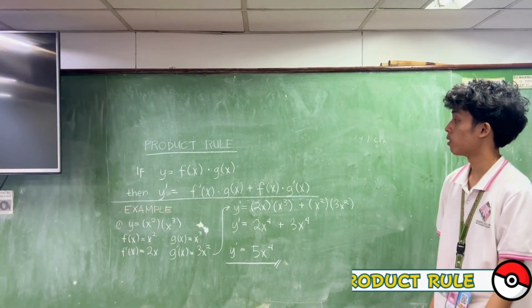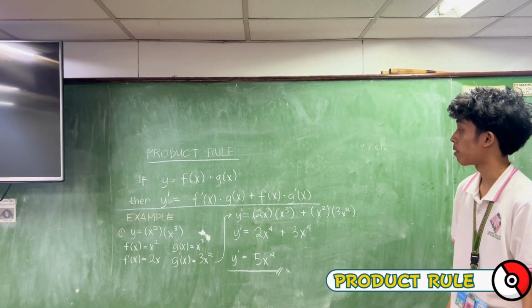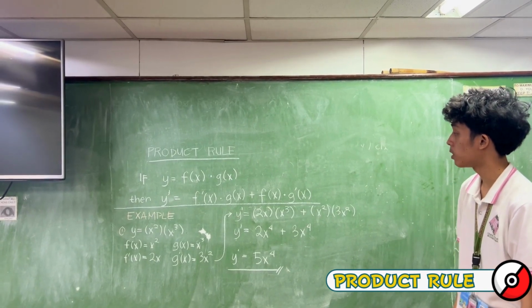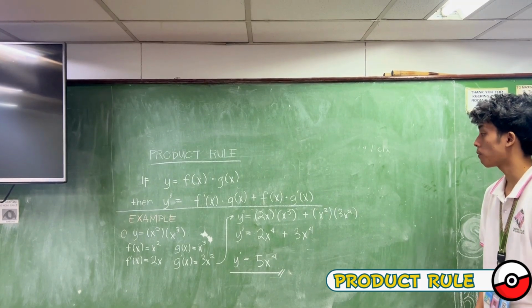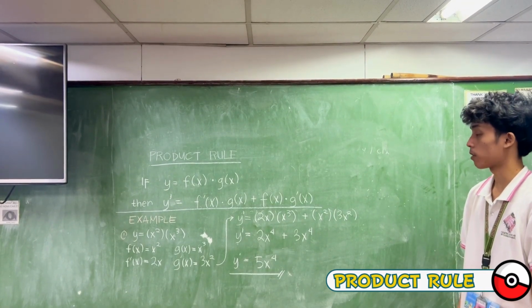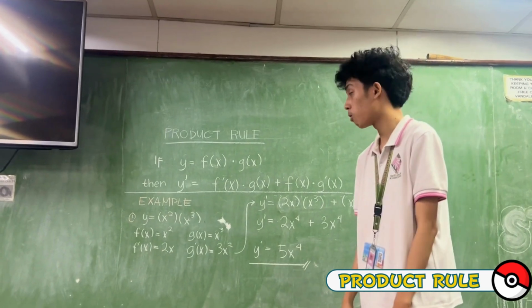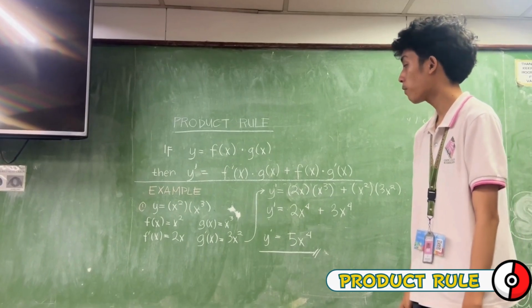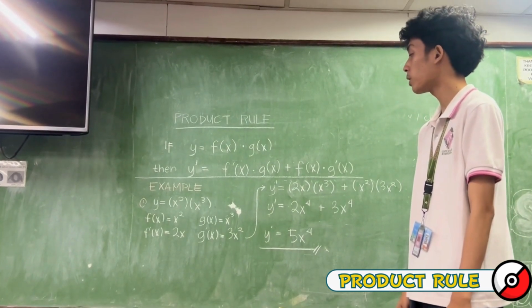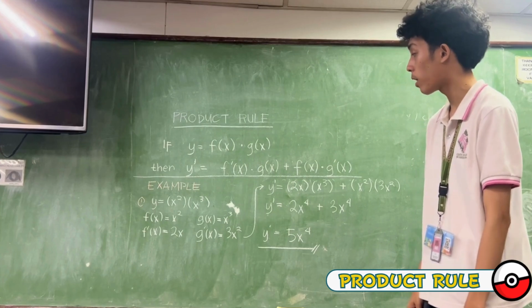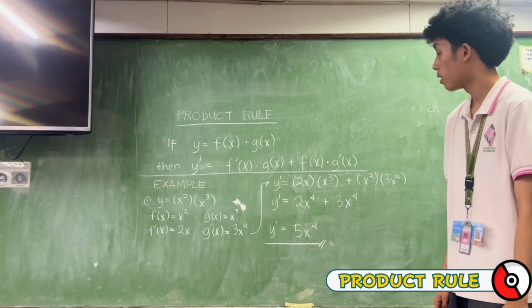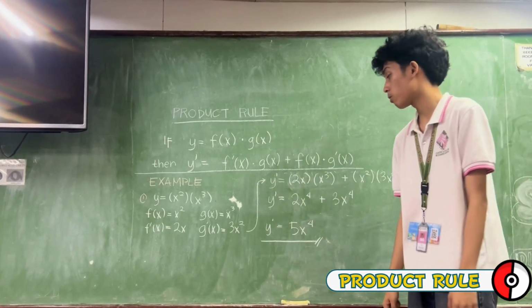In the product rule, if y equals f of x times g of x, then y prime equals f prime of x times g of x plus f of x times g prime of x. For example, we have y equals x squared times x cubed, f of x equals x squared, and the derivative of x squared is equal to 2x. And g of x equals x cubed, and the derivative of x cubed is equal to 3x squared.